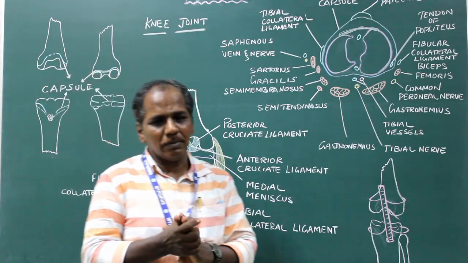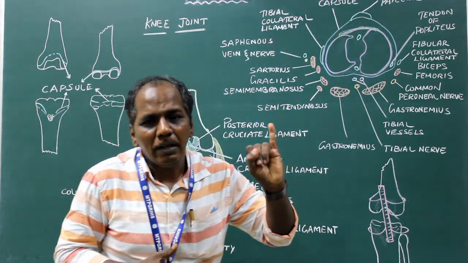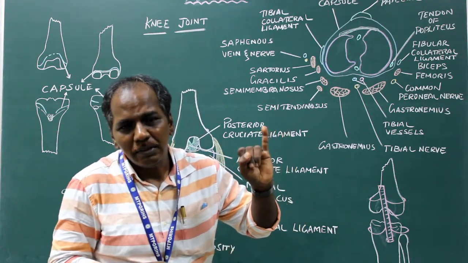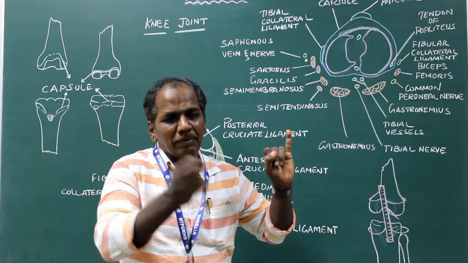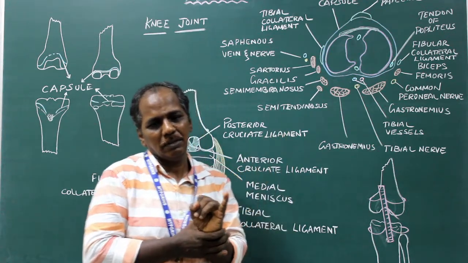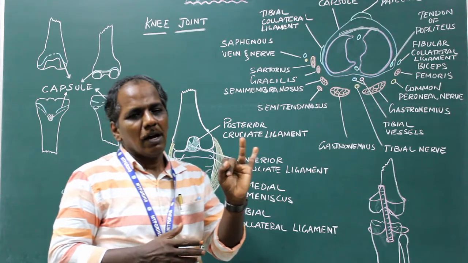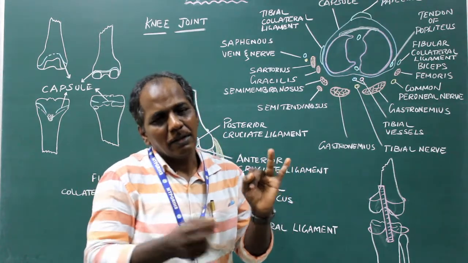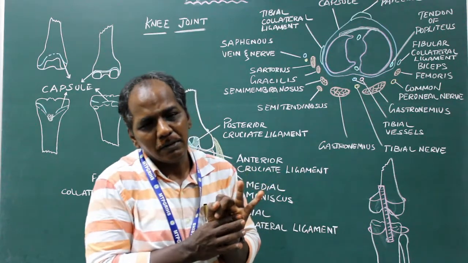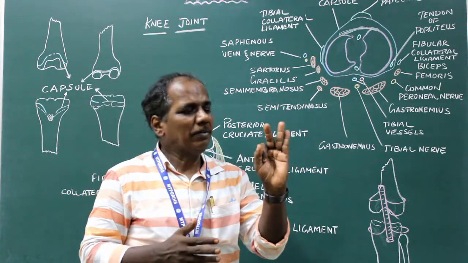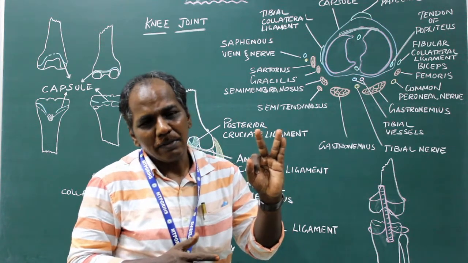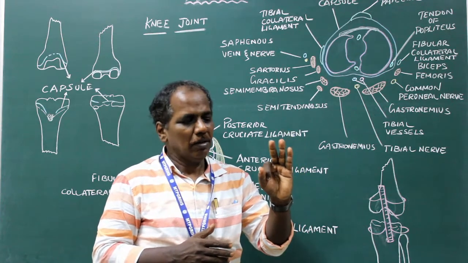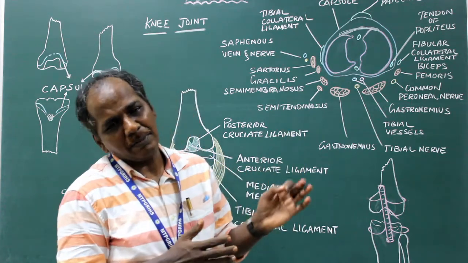Nerve supply. Number 1, articular branch from the femoral nerve. It arises from the nerve to vastus intermedius and it supplies the knee joint. Number 2, articular branch from the obturator nerve, that is the descending genicular branch of the obturator nerve, supplies the knee joint. Number 3, genicular branch from the tibial nerve and common peroneal nerve. So these are the articular branches which supply the knee joint.